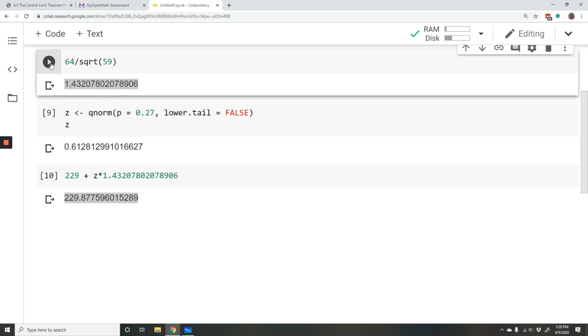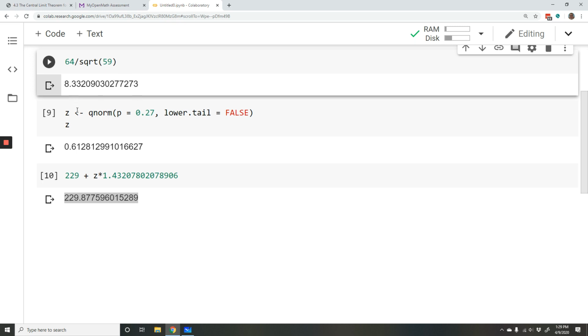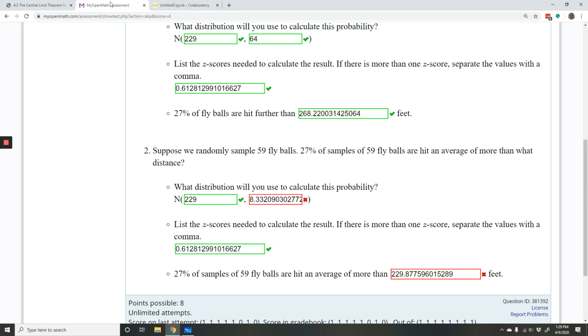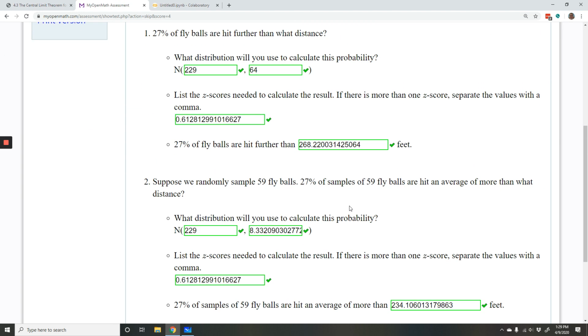Run that. So we get 8.332. So that's going to change things a little bit. So let me throw that in first. So that's our new answer there. Okay. And then we're going to use that standard deviation to fix our final answer here. So instead of 1.43, it's going to be that 8.332. Run that, and we get a different answer here. So let's copy and paste that. Okay. Let's submit it. Okay, now we got it all right.